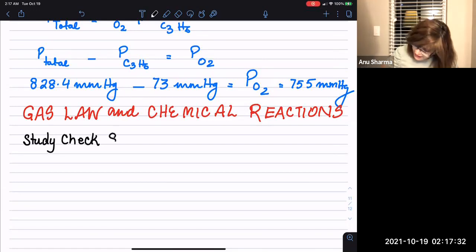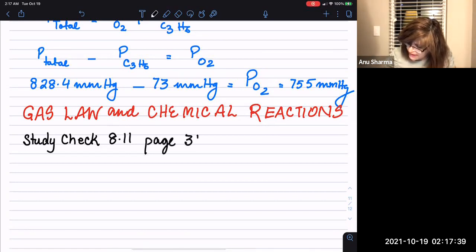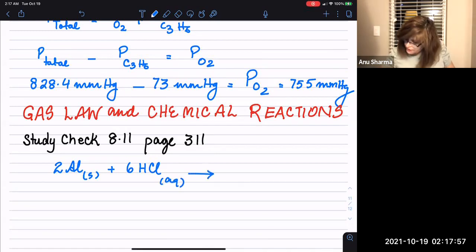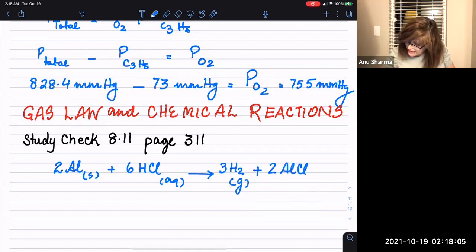Here we have study check 8.11, page 311. Let's look at this problem. You are given 2 moles of aluminum as a solid, reacting with 6 moles of HCl as an aqueous solution, giving you 3 moles of hydrogen as a gas plus 2 moles of AlCl3 in the aqueous medium.